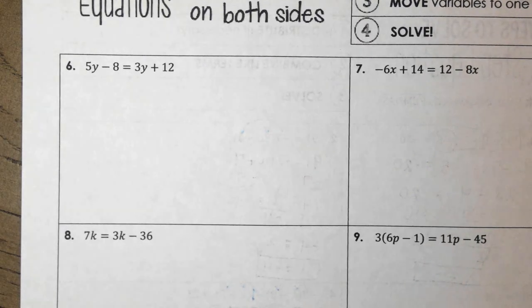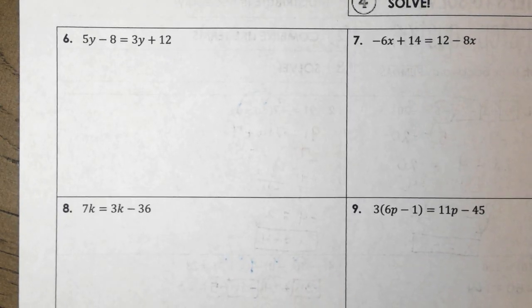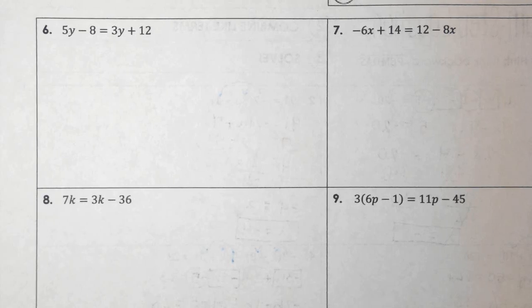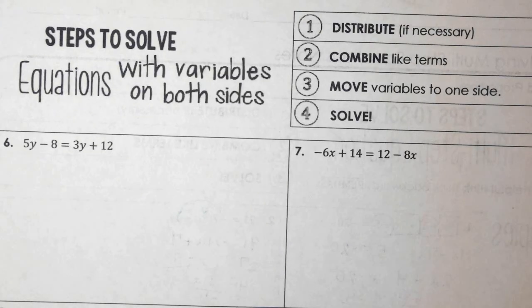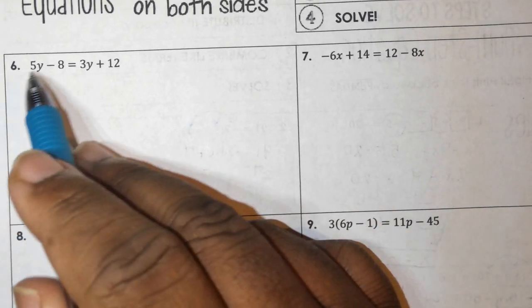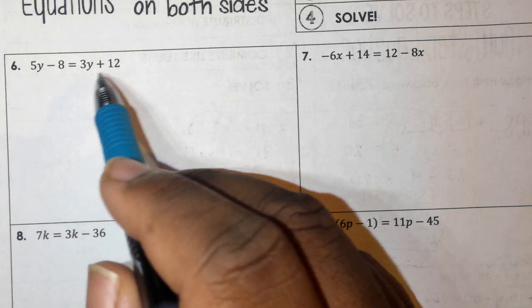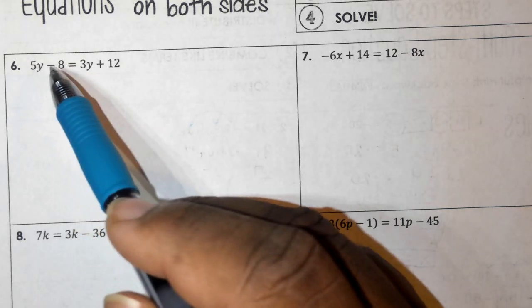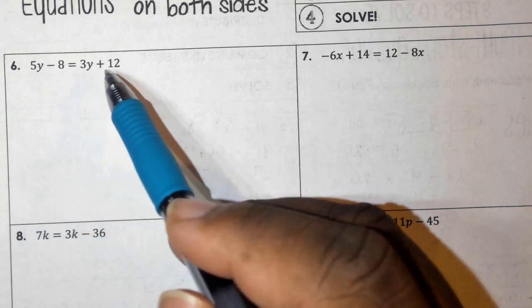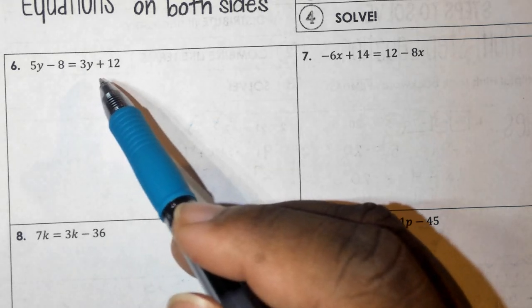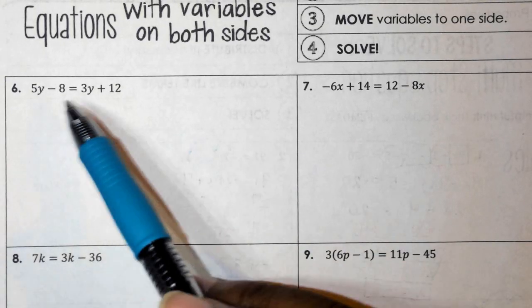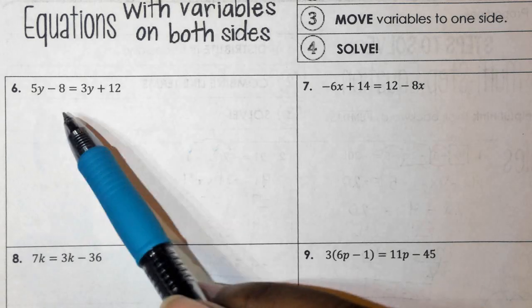Number 6. This one, 5y minus 8 equals 3y plus 12. First thing you should notice about this one, obviously, we got variables on both sides. We got a y on both sides. Now, we don't have distribution, so we can skip that. On either side of our equation, the like terms are already combined, so we can't combine like terms because it's just 5y here minus 8. These two don't go together. On this side, 3y plus 12 don't go together either. So the like terms are already combined. I need y'all to understand that on this one. Everything else we're doing from this point on is going to be about moving variables and then doing inverse operations to get stuff to the other side.